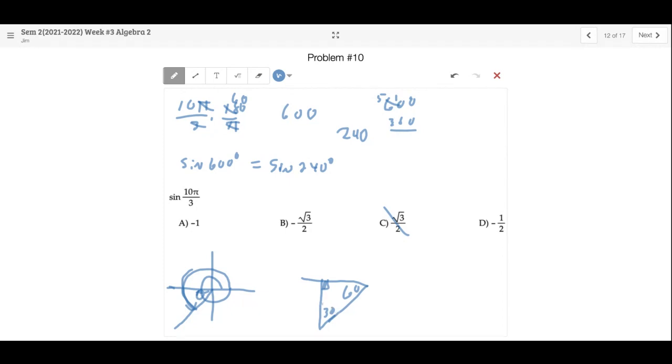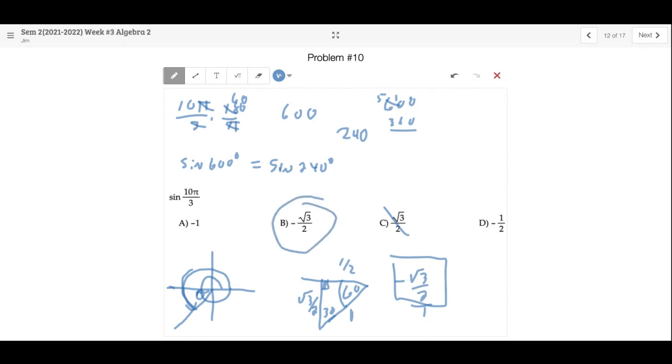So now I have a special triangle here. I can let this side be anything. Well, when we're doing reference angles, our hypotenuse is always 1. So that means my short leg is 1/2. That means that this is the square root of 3/2. Okay. It asked me for the sine. Sine is opposite over hypotenuse. So I've got the square root of 3/2 over 1. I know it's negative. That is my answer.